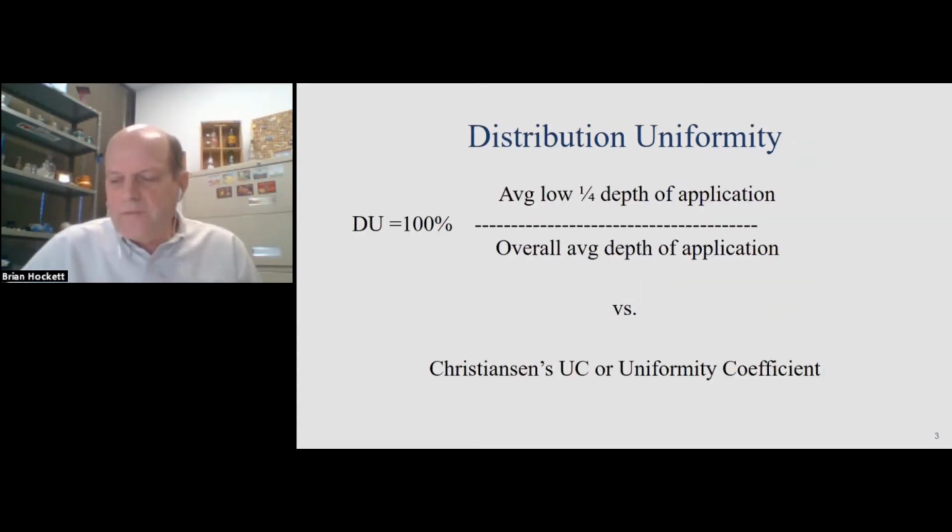DU can be determined by a couple of different methods, the most common of which is the low quarter method, which uses the average of the low quarter over the average of the whole, versus Christensen's coefficient of uniformity, which incorporates standard deviation, where you take the average deviation from the average depth applied divided by the overall average depth applied. For the operation of the mobile lab, here locally, we've been using the low quarter method for the last 30 plus years, and it's worked well for our situation. And I think most of the mobile labs in the state are using the low quarter method as well.